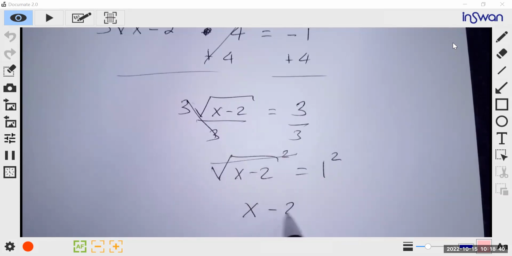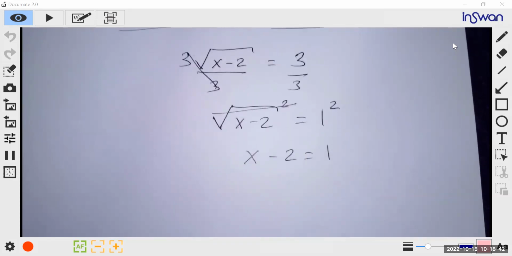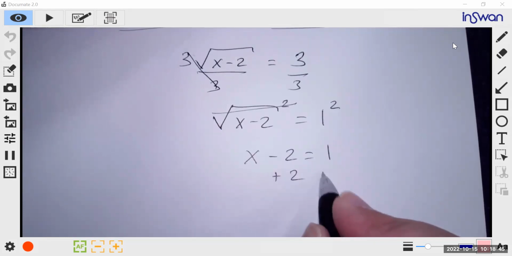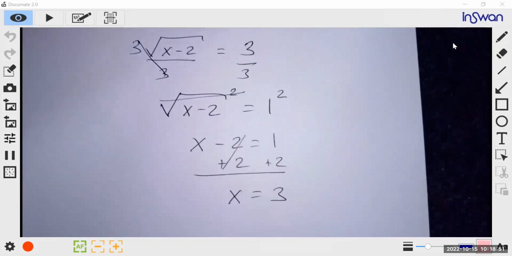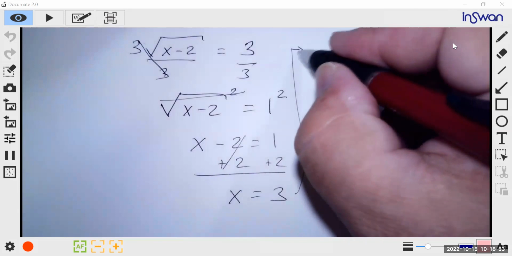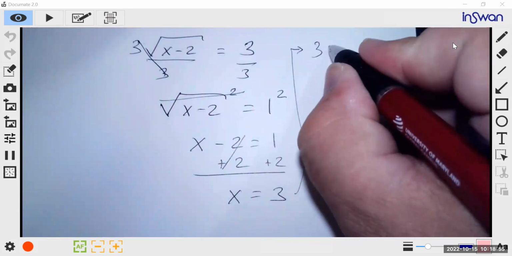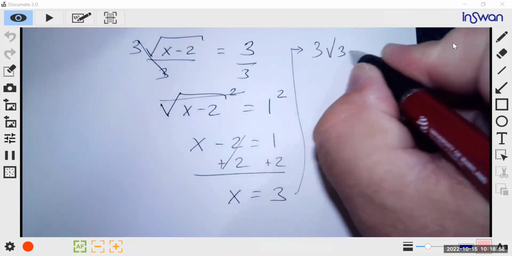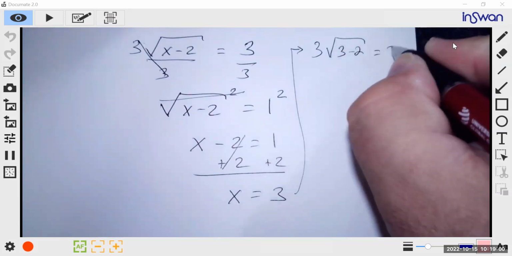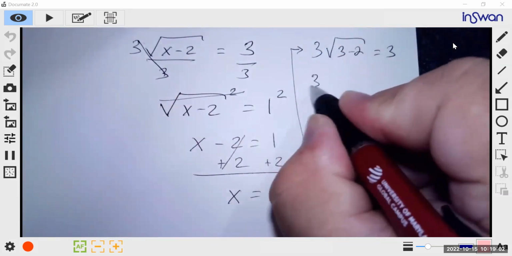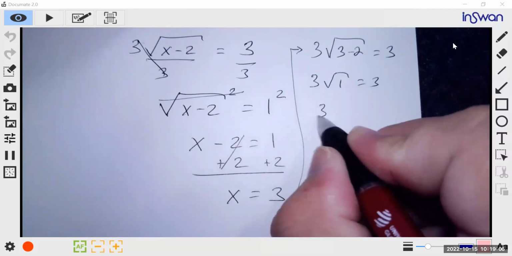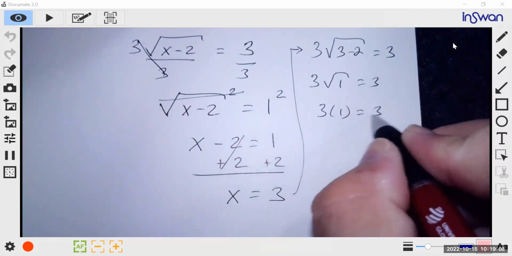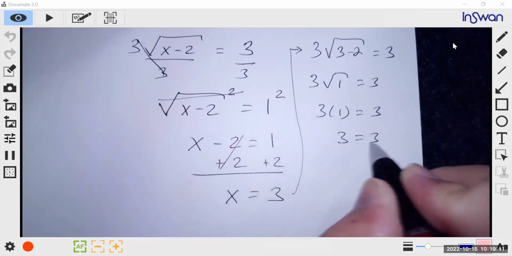Square and square root cancel. 1 squared is 1. Add 2 to both sides. x is equal to 3. Check: 3 minus 2 is 1. Square root of 1 is 1. 1 times 3 is 3. So it works.